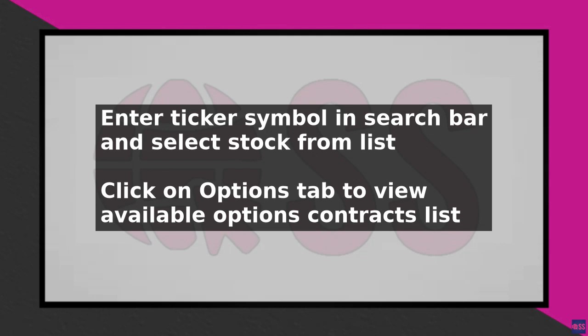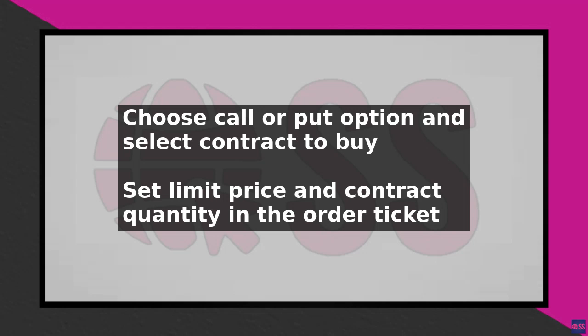Now, you will see an order ticket where you can enter the number of contracts you want to buy and set a limit price for your order. The limit price is the maximum price you are willing to pay for the options contract. Make sure to set a limit price that is reasonable based on the current market price of the contract.